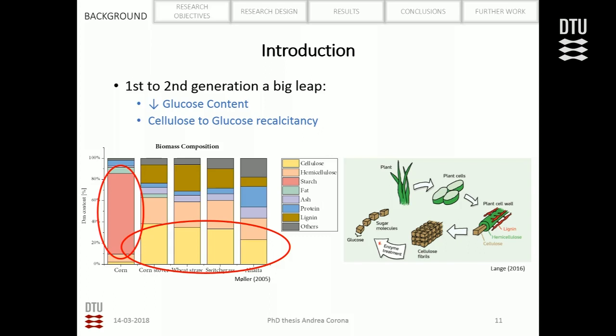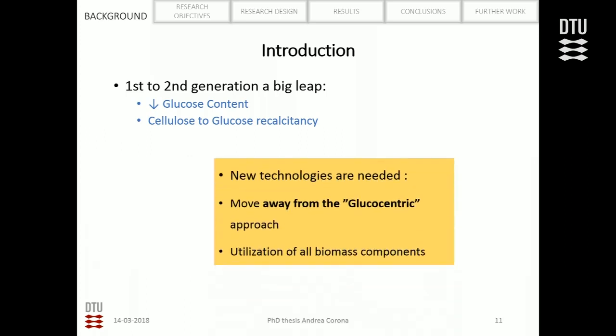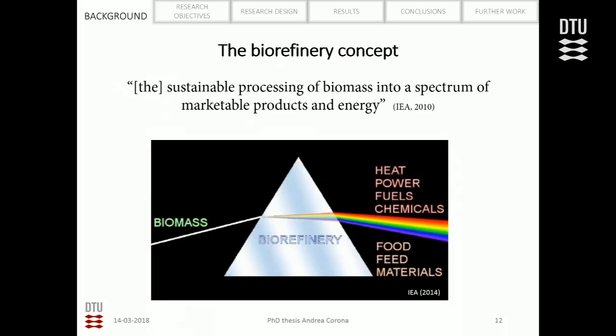And also, to refine and to extract the glucose, we will need much more energy and much more enzyme compared to the first generation. So from this basis, we need to develop new technologies to move away from this glucocentric approach and to focus on utilizing all the biomass components. From this basis, the concept of biorefinery started. In 2010, the International Energy Agency defined the biorefinery as the sustainable processing of biomass into a spectrum of marketable product and energy.